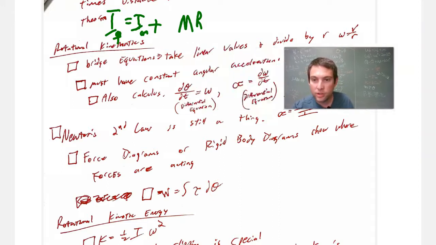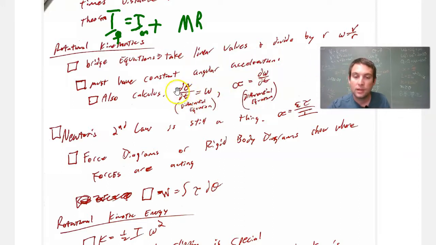Also, you can do calculus with them. D theta dt gives us omega. D omega dt gives us alpha. Remember, these are differential equations because we have a little calculus term in them.